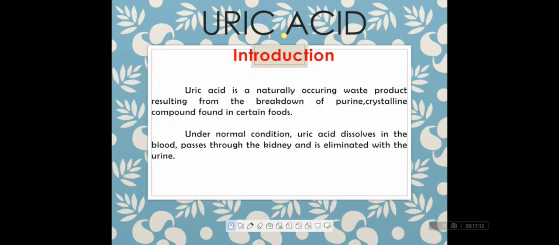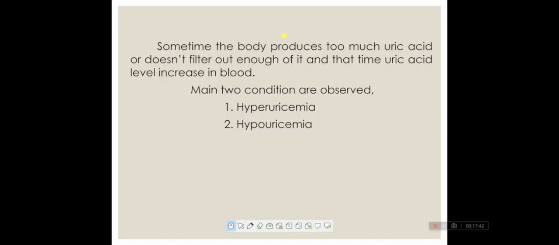So what is uric acid? Uric acid is a byproduct of the metabolic breakdown of purine nucleotides, and it is also a normal component of the urine. Thus, it is also tested under the kidney function test. So under normal conditions, the uric acid will dissolve into the blood, pass through the kidney, and be eliminated with the help of urine. But in an abnormal condition, it may not be able to dissolve in the blood and pass through the kidney, and then it may not be eliminated in the urine.